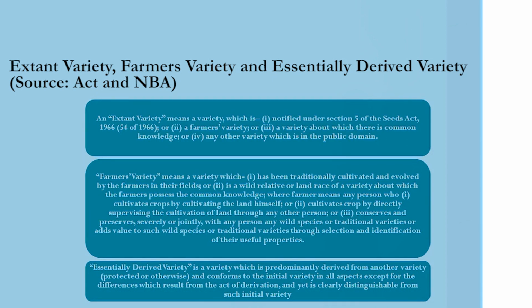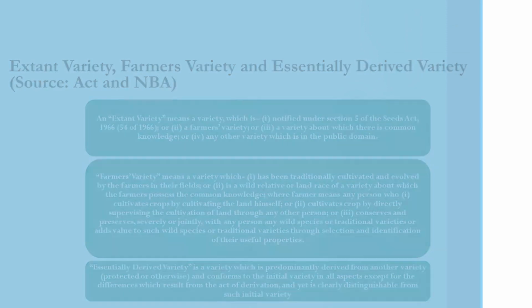Essentially derived variety is a variety which is predominantly derived from another variety, protected or otherwise, and conforms to the initial variety in all aspects except for differences which result from the act of derivation, and yet it is clearly distinguishable from the initial variety.